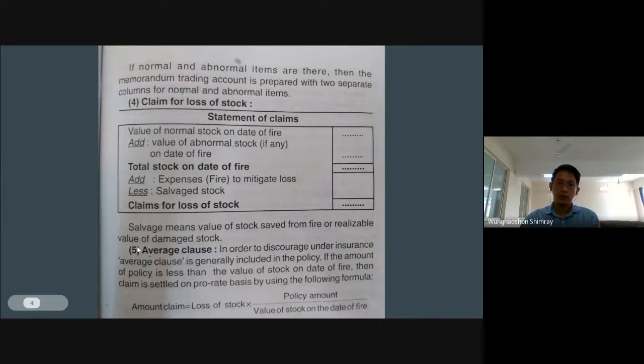Now there's something called the average clause. What is this average clause? This is to discourage underinsurance. Usually you'll have a policy amount, and sometimes the loss that you have is less than the policy amount. And in this case, we will use this formula. Amount is equal to loss of stock into policy amount divided by value of stock on the date of fire.